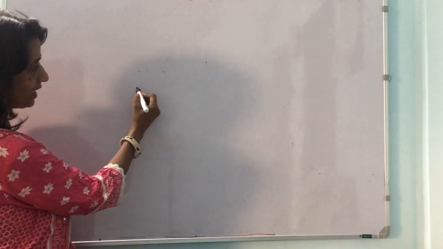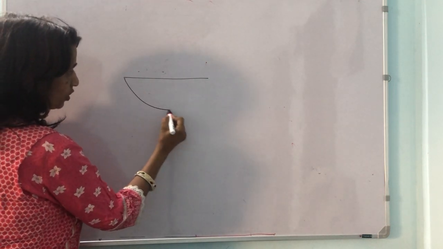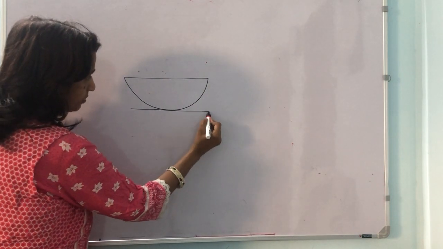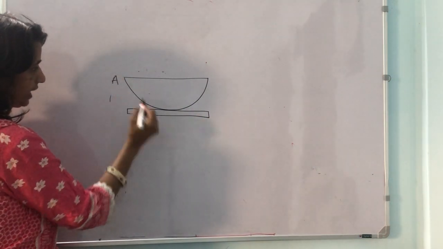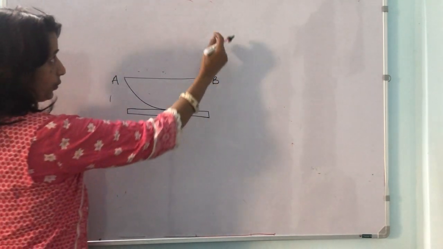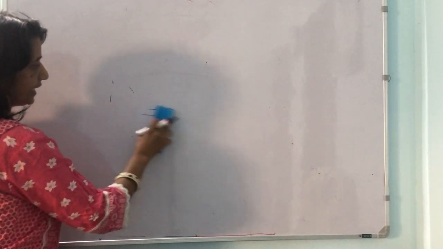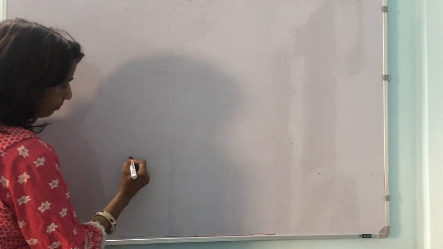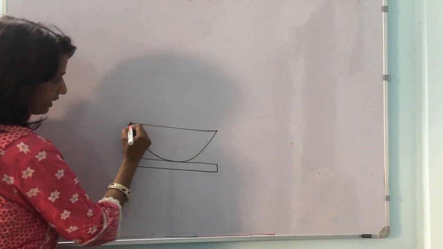For the Newton's ring experiment, we take a plano-convex lens of large focal length, which has been kept on a plain glass plate. Now you can label it A, O, B. On this plano-convex lens, we take a monochromatic source of light and let light fall at an angle from a plain glass plate which has been inclined at an angle of 45 degrees.